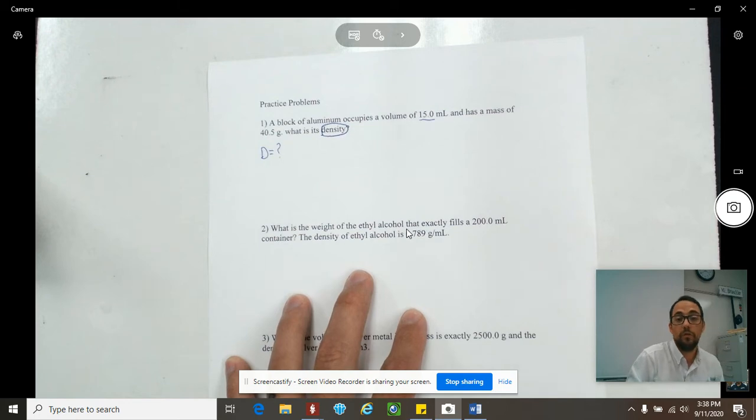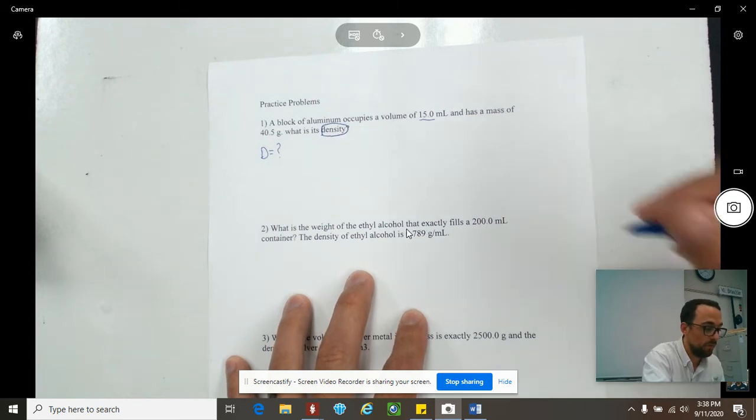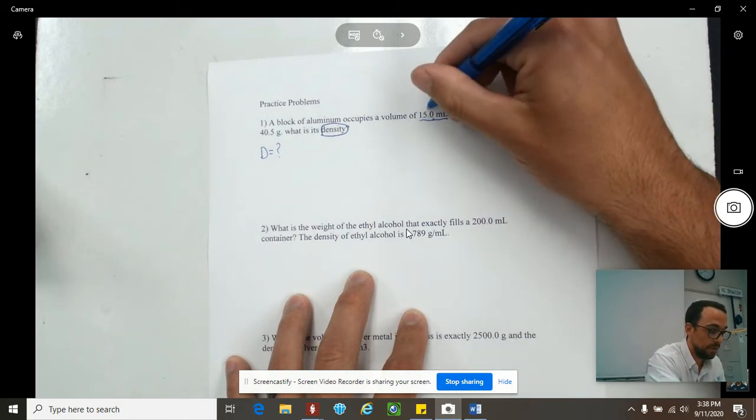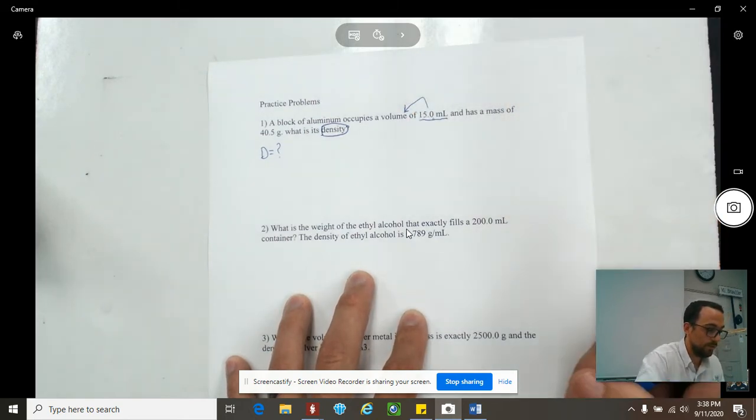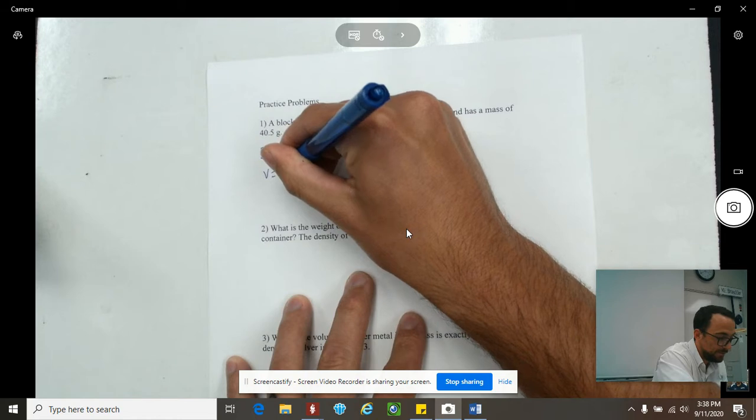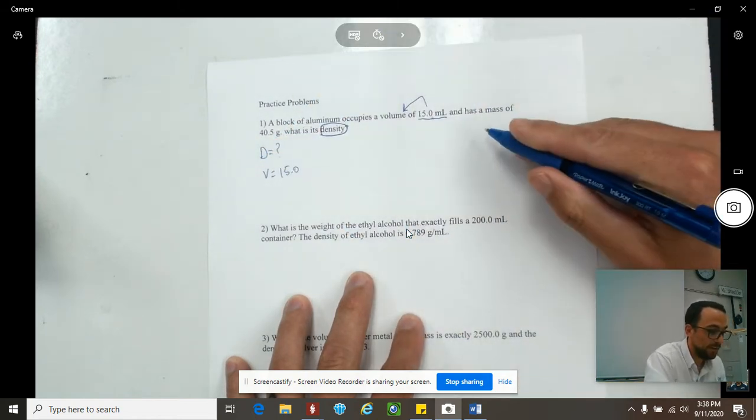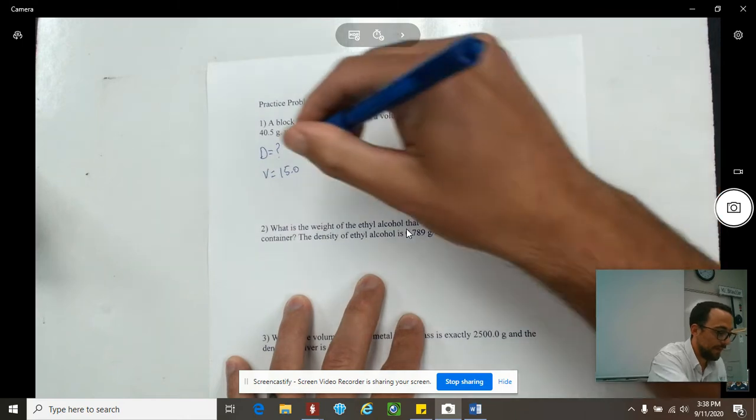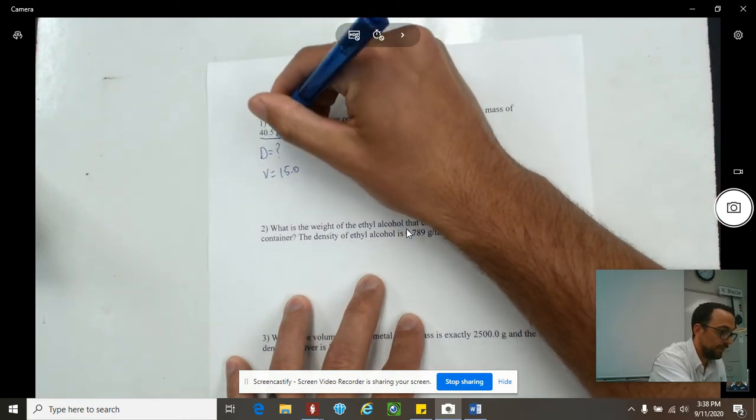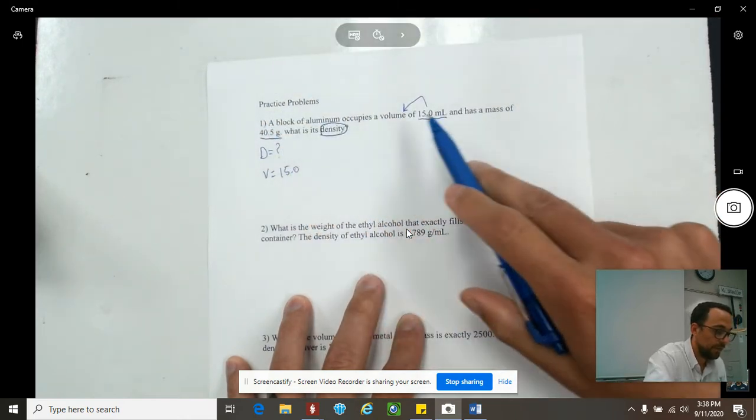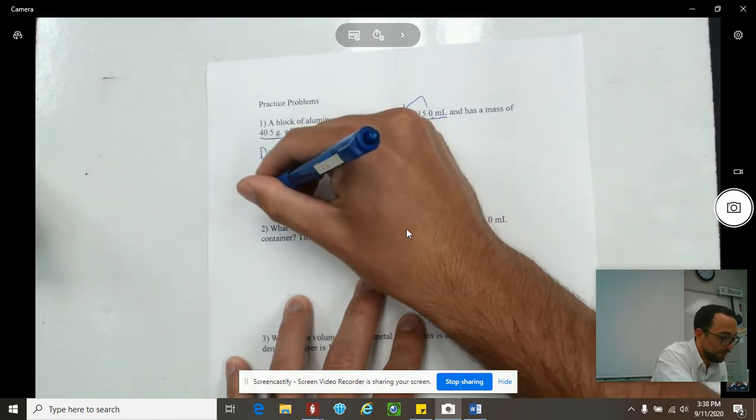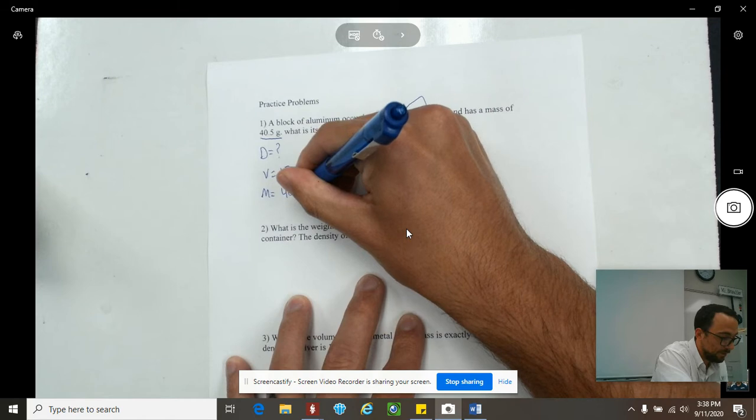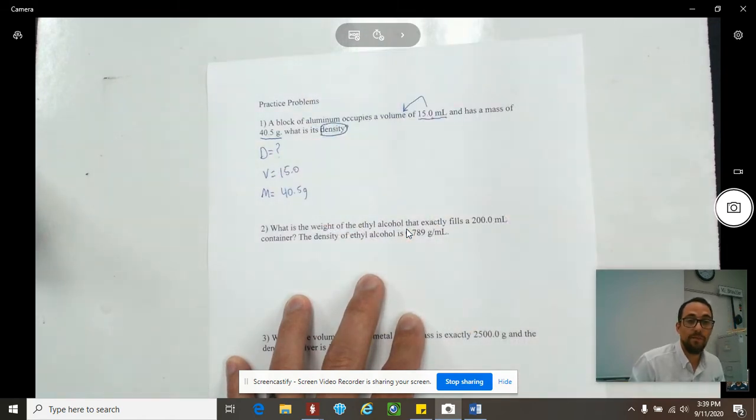Going back up to the top, the first number I see is 15. Units are super important during these things. So 15 what? Milliliters. I know that milliliters are going to be volume. Also, it says it right there. So V equals 15. Then it says it has a mass of 40.5 grams. That's the mass. I know that because it says grams, which is our unit, and also it says the word mass right there. So I'm going to put an M and 40.5 grams. So I've got my variables.